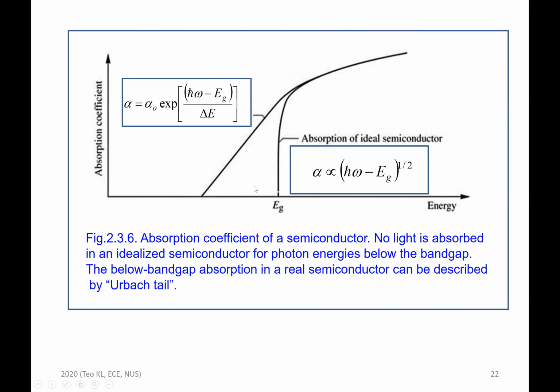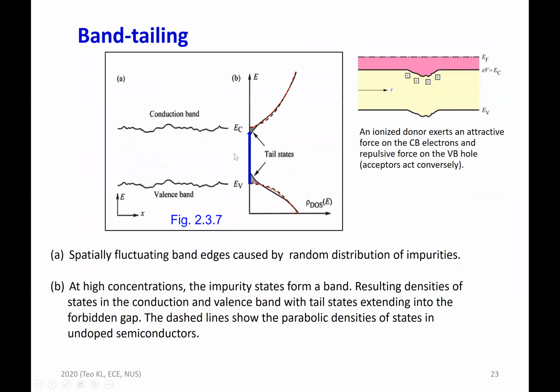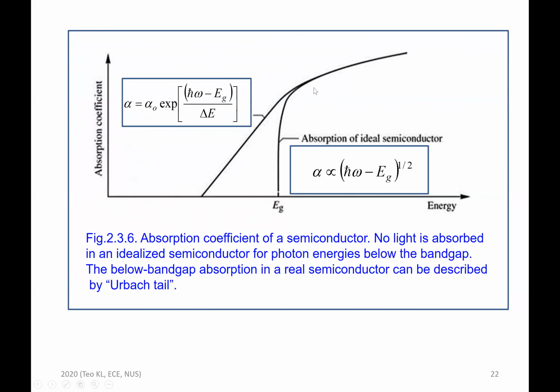So if you look at the next graph, absorption as a function of photon energy, it should go like a square root dependence for ideal semiconductors. But the Urbach rule says that there is actually an exponential tailing effect down here. And the equation is modified in this form, with an exponential term.